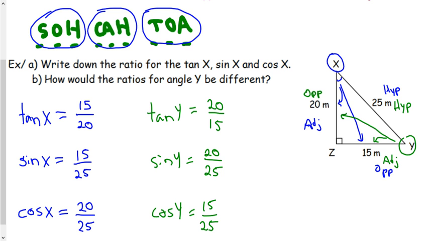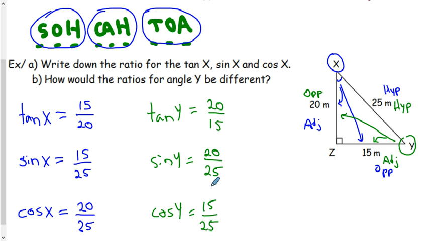You might notice some relationships here. You might notice that between tangent x and tangent y, the ratios have just flipped, right? And that's because our opposite and adjacent sides are switched. And you might notice that what was sine x is now cos y, and what was cos x is now sine y. So the sine and cos ratios have flipped. And that's because they have the hypotenuse, which hasn't changed, but whether you're looking at opposite or adjacent sides have switched.